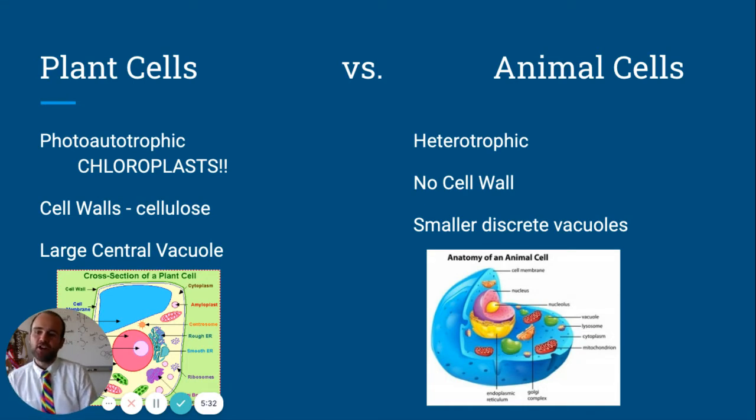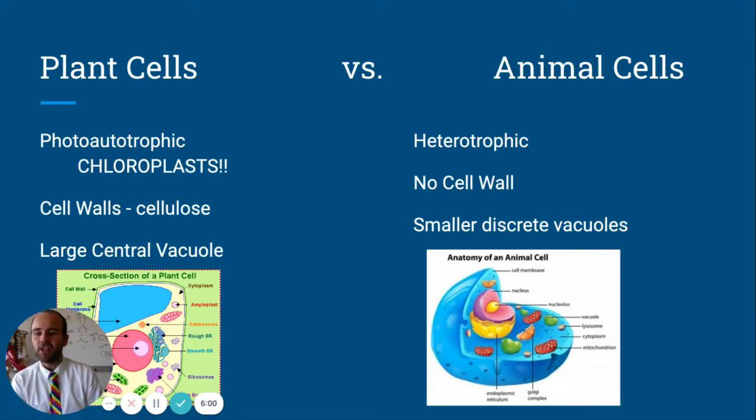So plant cells are going to be photoautotrophic, which autotroph means they provide food for themselves. Photo, light, they're using light to photosynthesize using those chloroplasts. Plant cells are going to have cell walls made out of cellulose, which we talked about before was a carbohydrate, a long chain carbohydrate that is good for structural integrity in those cell walls.